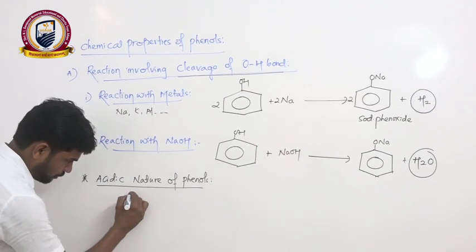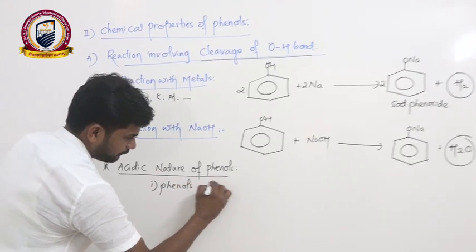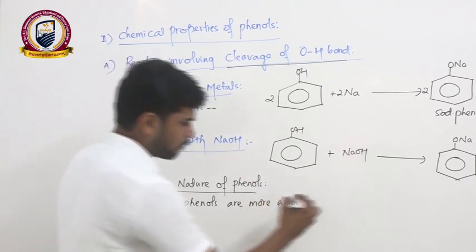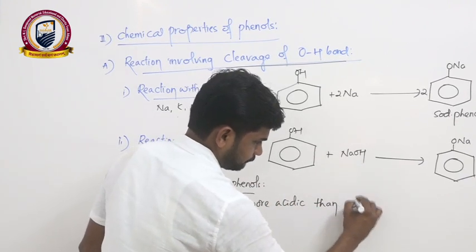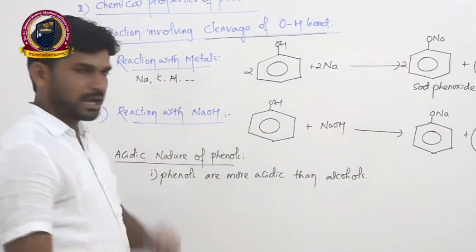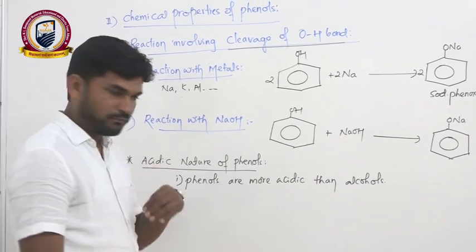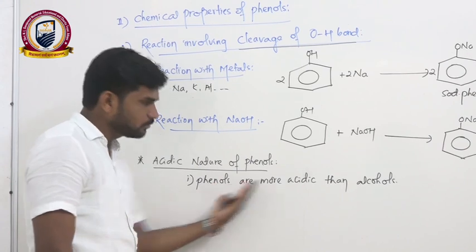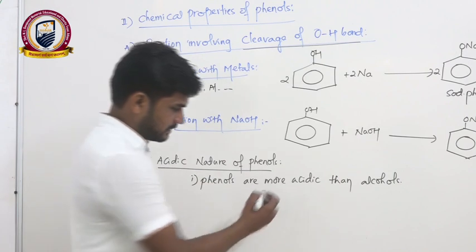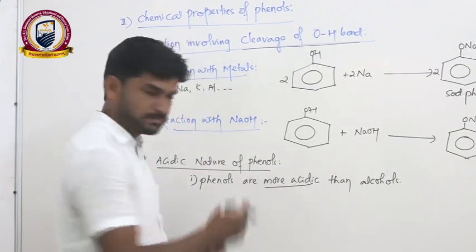So in that, the first point is: phenols are more acidic than alcohols. As I told you, these are the two reactions which explain the acidic nature of phenols. And now I am comparing the acidic nature of phenol with the corresponding alcohol. In that I am telling that phenols are more acidic than corresponding alcohols.